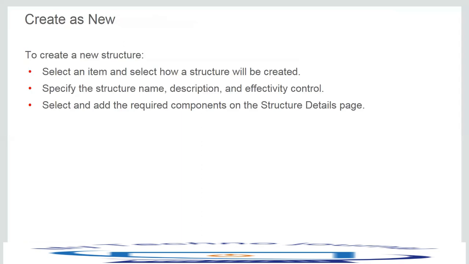So, how to create as new. This is a slide depicting the steps to create a structure as new. We will have to select an item for which you want to create a structure. You need to specify the structure name, description, and effectivity control, and then add the components which you want to add for that particular structure.